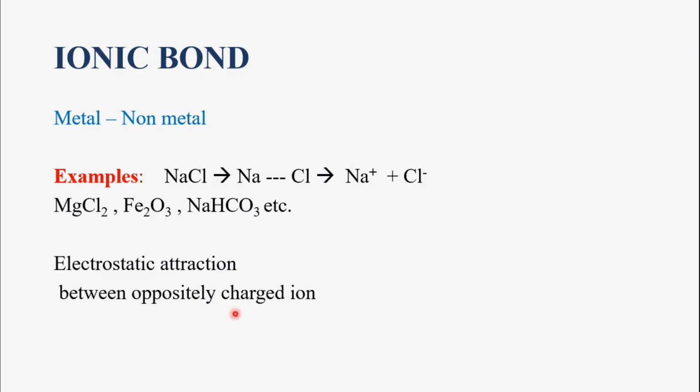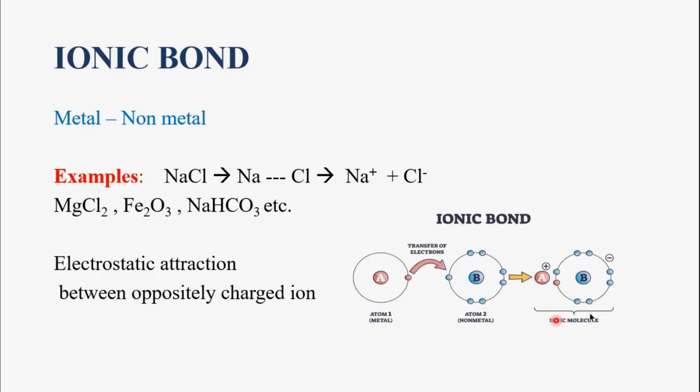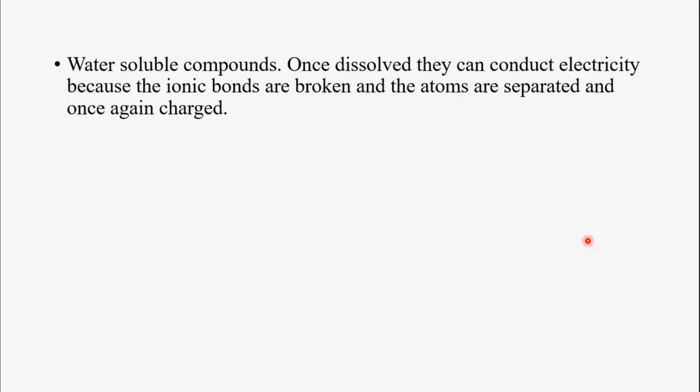And there is an electrostatic attraction between the oppositely charged ions. Yes, of course, they are oppositely charged ions. Why? Because you can see in the example, one atom is a metal and another is a non-metal. So the metal will transfer its electron to form an ionic bond and you will get the ionic molecule. These ionic compounds are water soluble, and after dissolving in water they break down and separate into ions.